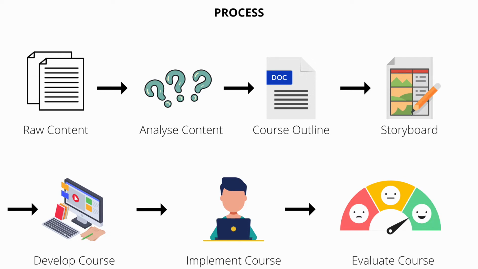Step 5 is developing the course, usually using an authoring tool. Step 6 is implementing the course. This means actually giving it to your learners to use. And finally, step 7 is evaluating the effectiveness of your course, usually by asking for feedback or by doing a scored assessment.